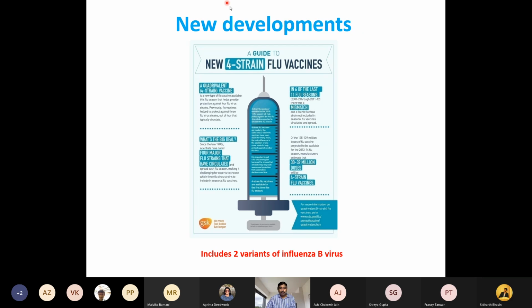So what about some new developments? I told you that the trivalent vaccine with 2 influenza A configurations plus 1 influenza B was the tradition until about 2015. But in the last 5-6 years, we have something called a quadrivalent vaccine with 4 strains. So 2 strains of influenza virus A, that will be 2 H and N configurations, H1N1 right now and H3N2. These are the ones from influenza A. There are 2 variants.